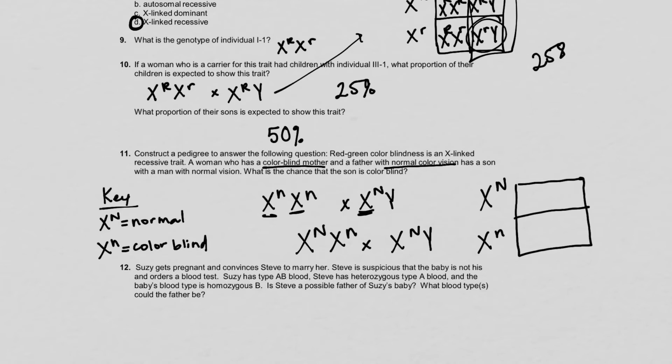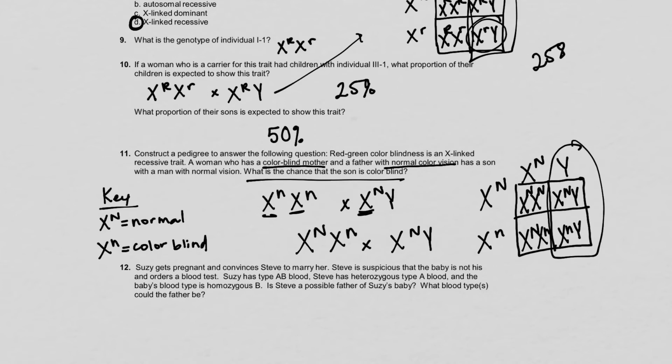Punnett square. And the question is, what is the chance that the son is colorblind? All right, so we're looking just here at the sons, because that's the Y chromosome, and 50% are normal and 50% are colorblind. So the answer is 50%.